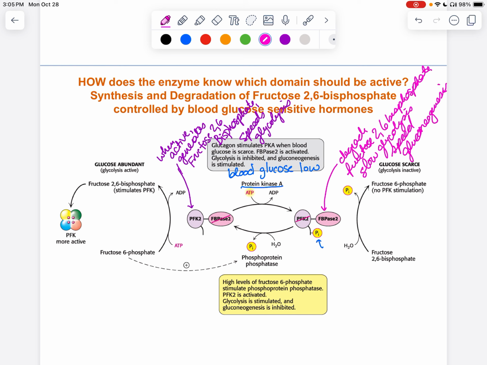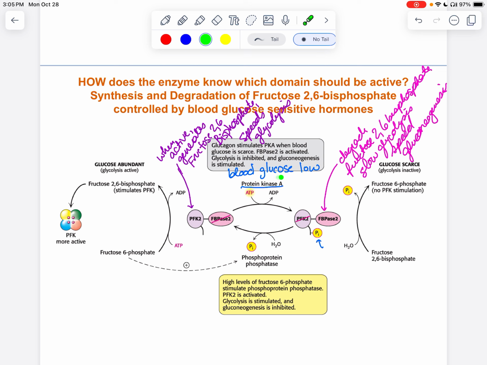So when you look at this, we have a singular polypeptide chain, something like 470 amino acids. Part of it is our kinase domain, part of it is our phosphatase domain, but only one section is active at a time. When your blood glucose is low, it activates this kinase that adds the phosphate. When that phosphate is on there, it deactivates the kinase portion.